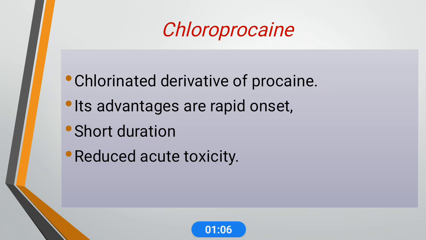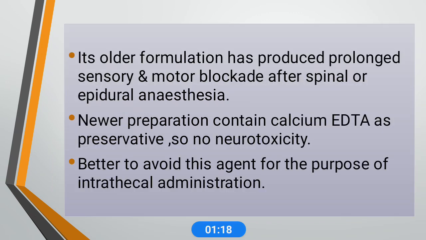Chloroprocaine is a chlorinated derivative of procaine. Its main advantages are rapid onset, short duration and reduced acute toxicity. Its older formulation produced prolonged sensory and motor blockade after spinal or epidural anesthesia. But its newer preparations usually contain calcium EDTA as a preservative, and this helps to reduce the neurotoxicity of the drug. It is better to avoid this agent for intrathecal administration.